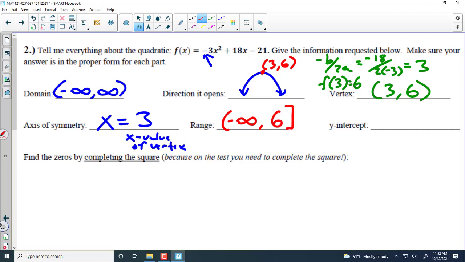Don't blow the y-intercept. When the equation is written in this form, the y-intercept is possibly the easiest thing to write. Because it is an ordered pair. It does start with 0, but what does it end with? Negative 21, the number at the end, because everything else would go to 0.